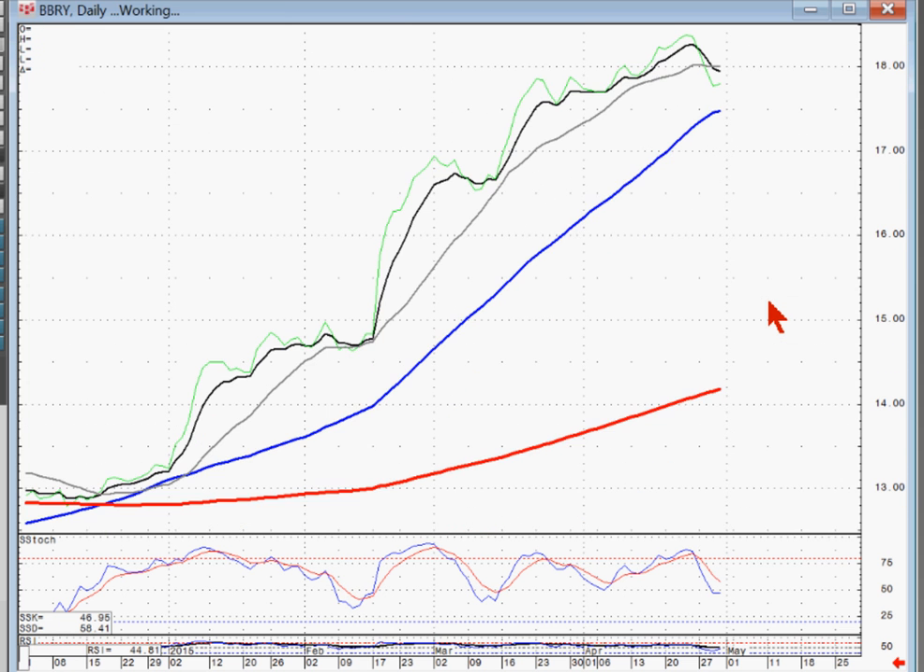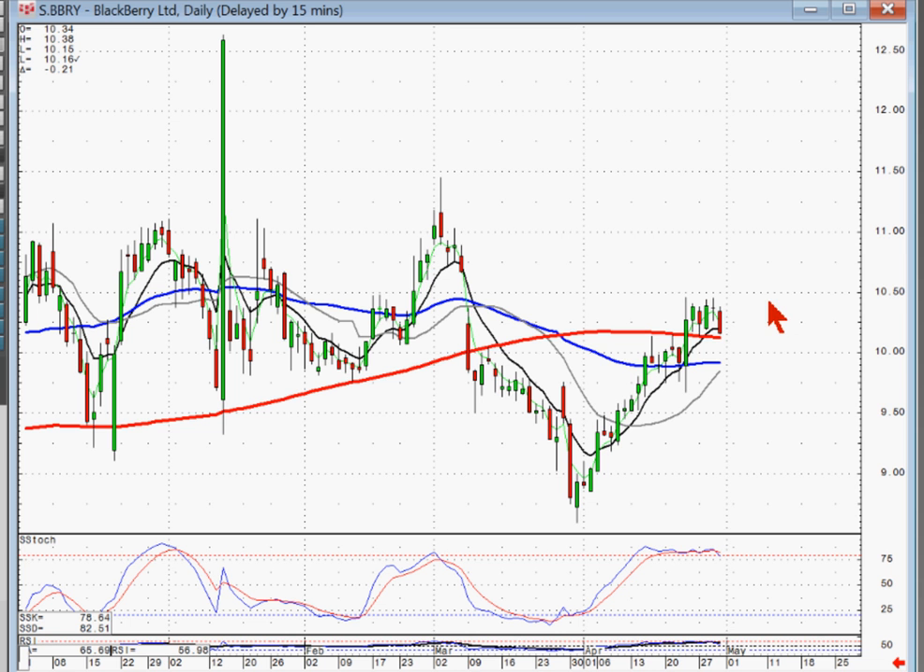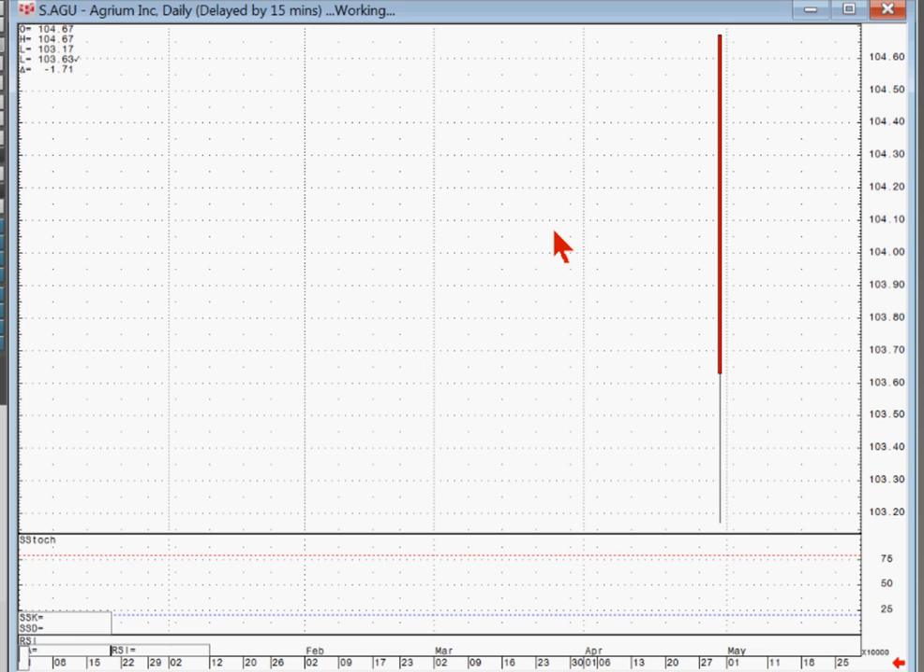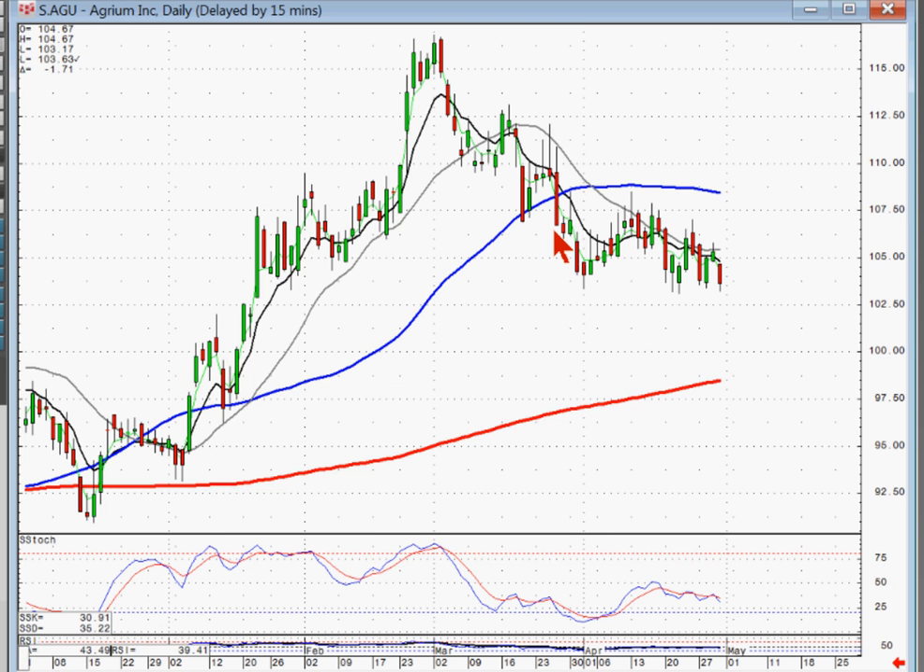BlackBerry, got toppy in here, close back below the T-line. If it opens lower, I'd close it out with the expectation it's going to come back and test the 50-day moving average. And stay short on AGU until you can see that the downtrend has still got this resistance level, and they still haven't been able to really take it up above the T-line.